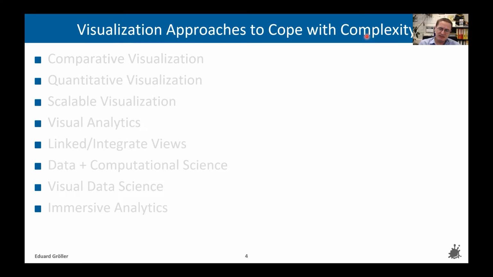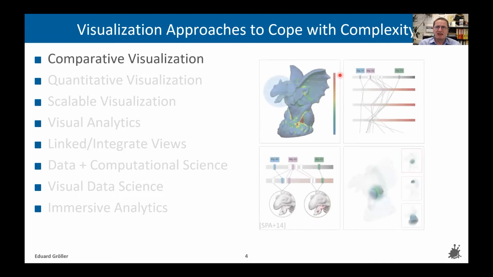As the complexity of the data is increasing and data is the key of our investigation, we have to react to that. And we cannot fight complexity with complexity in the sense of making the visualizations more and more complex. So what approaches are out there? This is just a list of some of the interesting topics. The one is the comparative visualization. So you would like not only to take a look at one data set, but an entire ensemble.